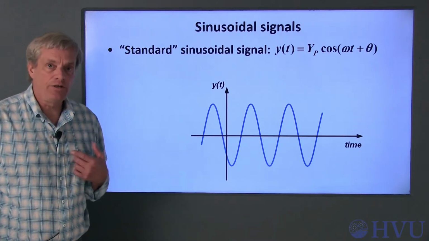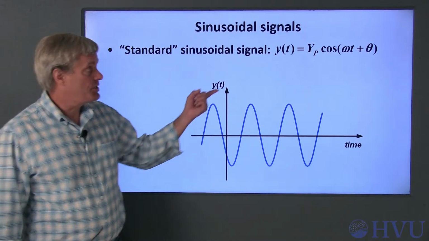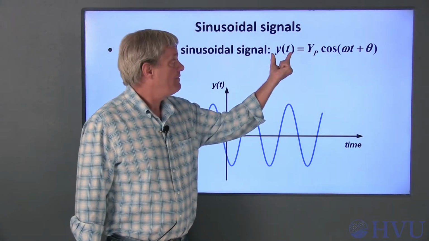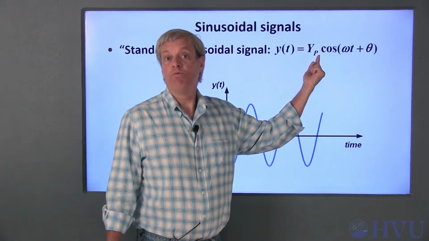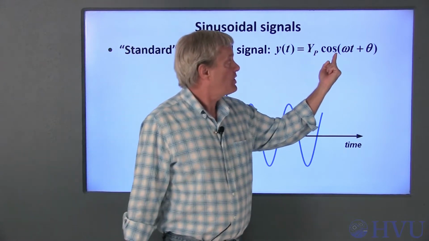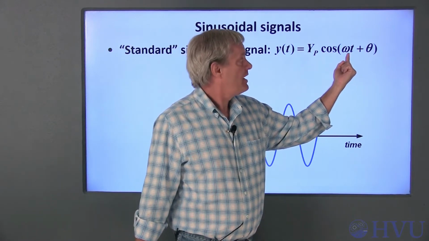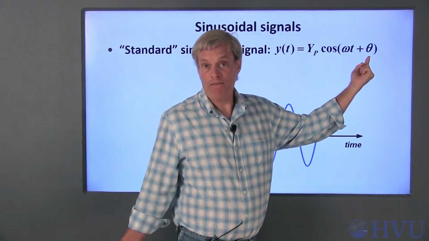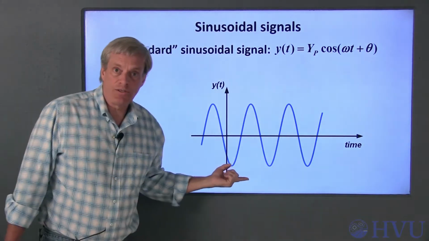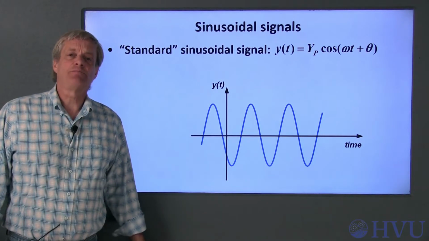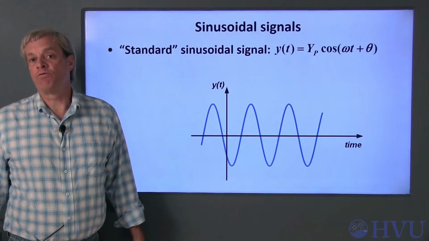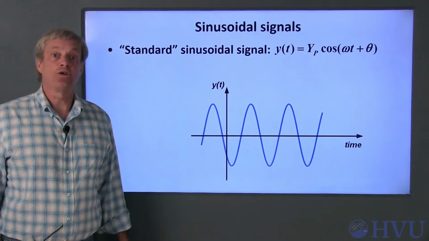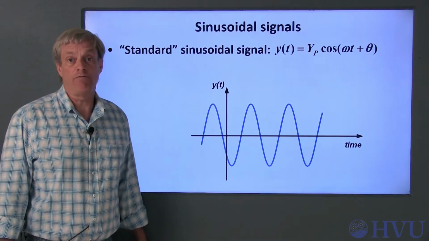The form that I'll use for a generic sinusoidal function is this. y of t is equal to y sub p, which is just a number, times the cosine of omega times time plus a phase shift theta. This is what a typical sinusoid looks like. I'll explain in a later video why I prefer always using cosine functions over using both sine and cosine functions.